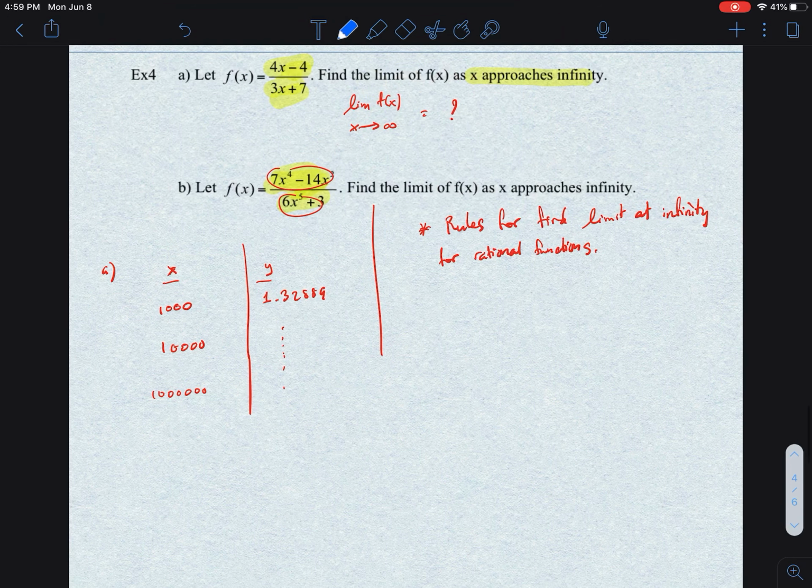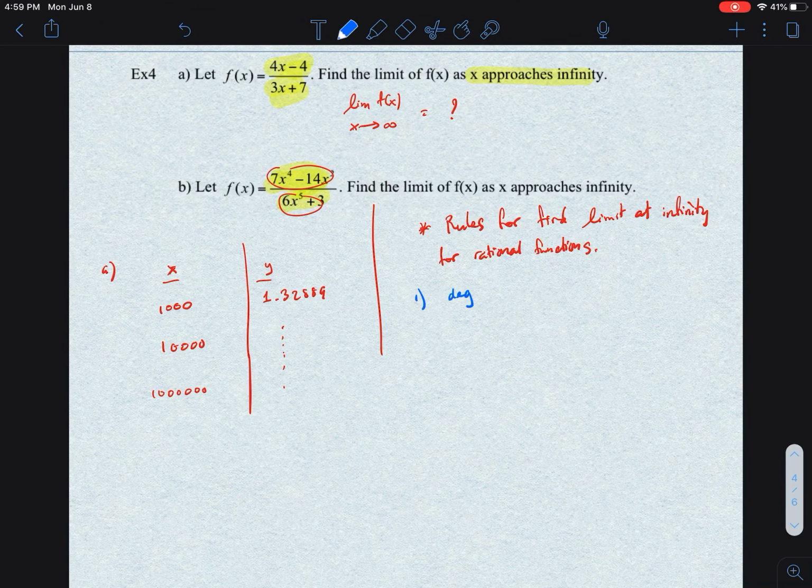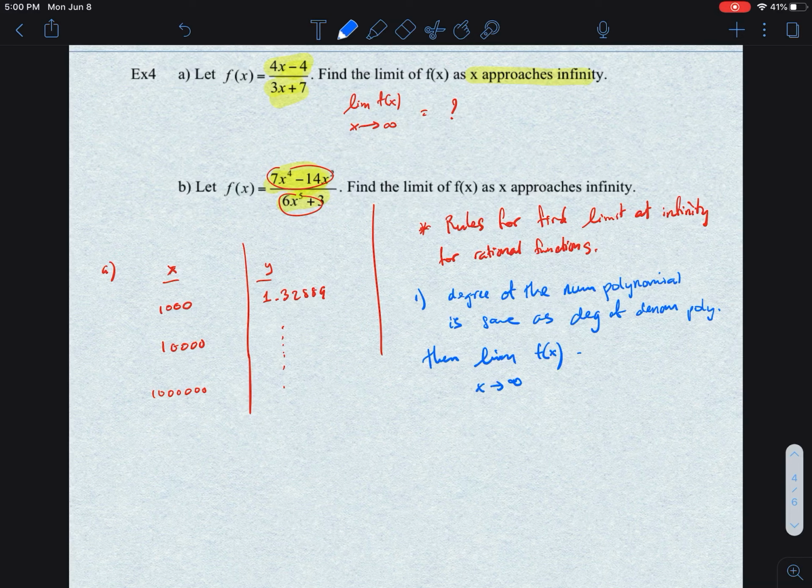So it says that if we're looking at the degree of the numerator polynomial is the same as the degree of the denominator polynomial, then the limit as x approaches infinity of this function is just going to be the ratio of the leading coefficients.